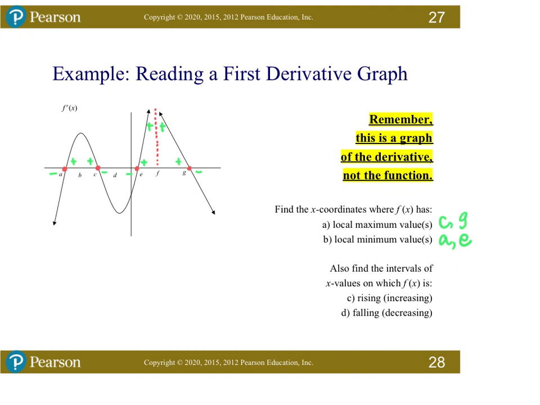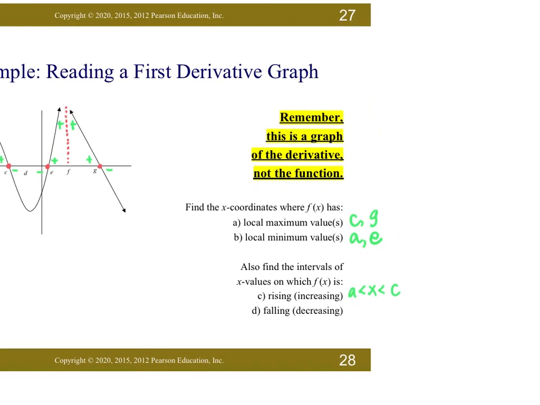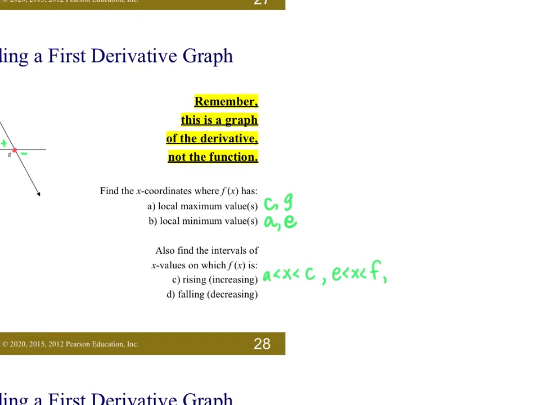So then where is it increasing? Well, it's increasing anywhere that I've written plus signs. So that means from A all the way to C, and then again from E to F, because there's plus signs in there, and again from the letter F to the letter G.